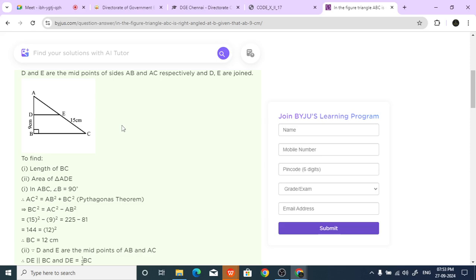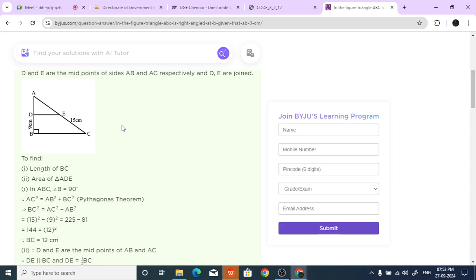Just look properly. Calculate properly. Swastik, half into AD into DE. Half into 6 into 4.5. 13.5 is the answer. Are you getting it, all of you?